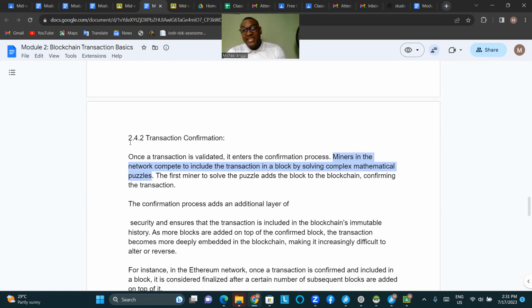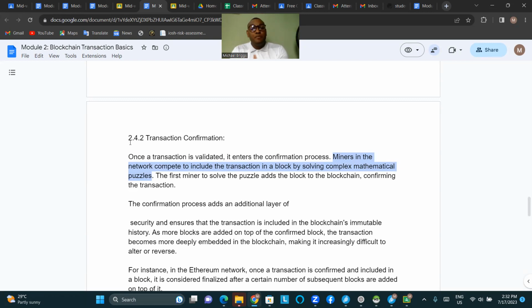Now, being validated does not mean that the transaction has succeeded. The transaction only succeeds when it has been confirmed. The confirmation process is simply the process of more than one node validating that transaction. So let's say in the network there could be 100,000 nodes, which is 100,000 computers.